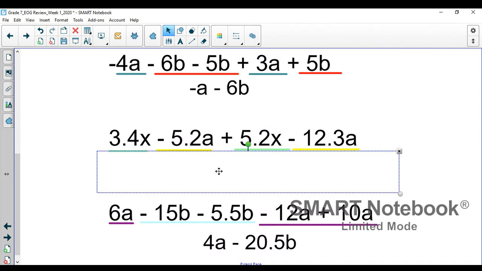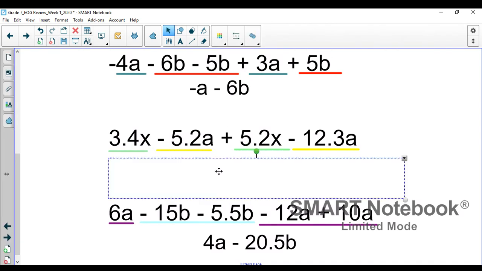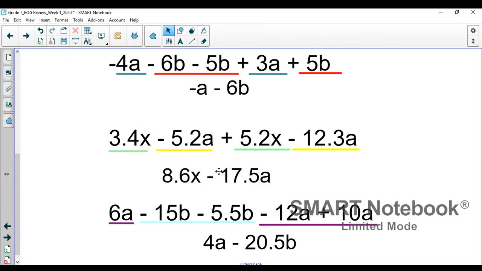In this example, just because it's decimals, it does not change how the problem is done. You still code it. 3.4x plus 5.2x is 8.6x. Negative 5.2 minus 12.3 is negative 17.5.